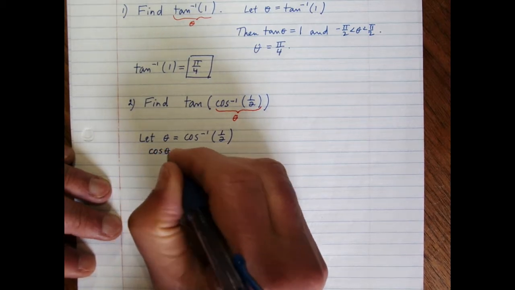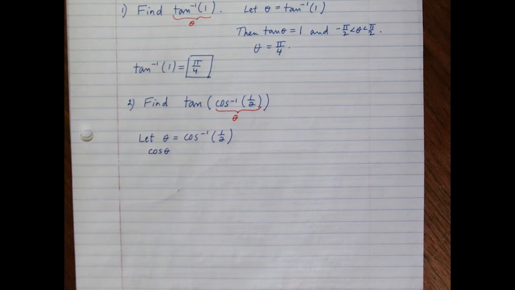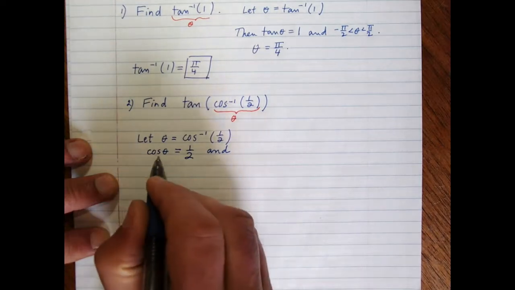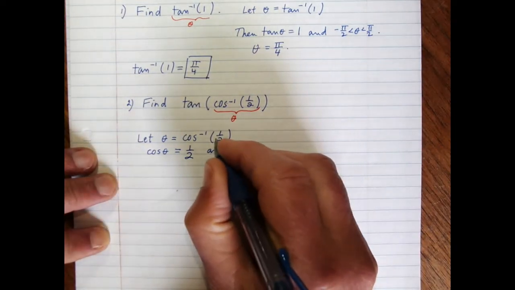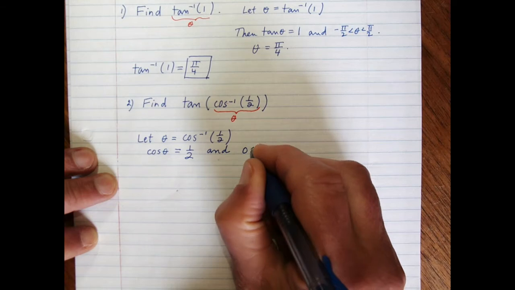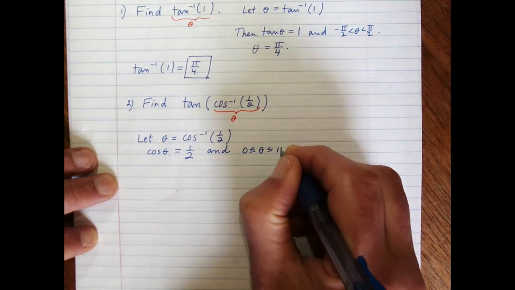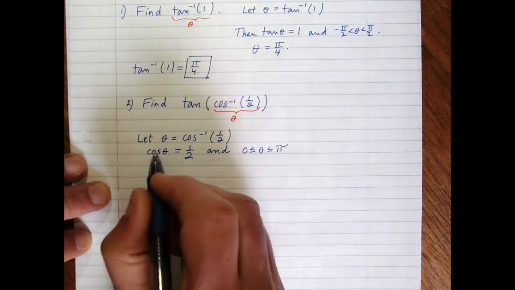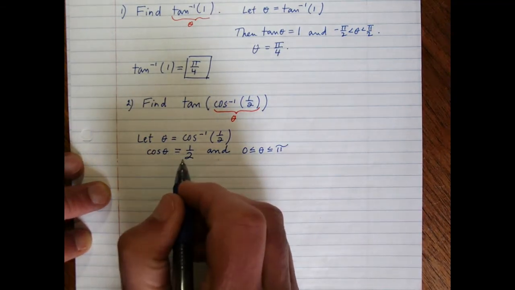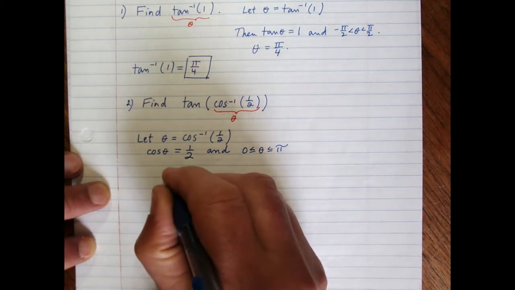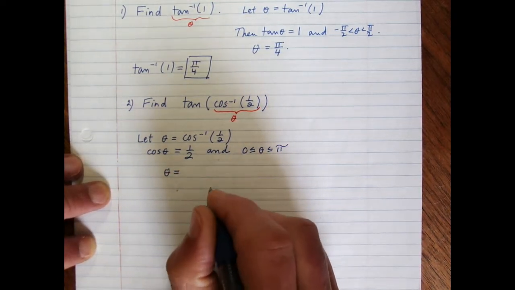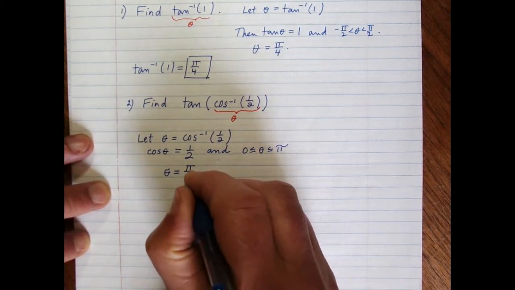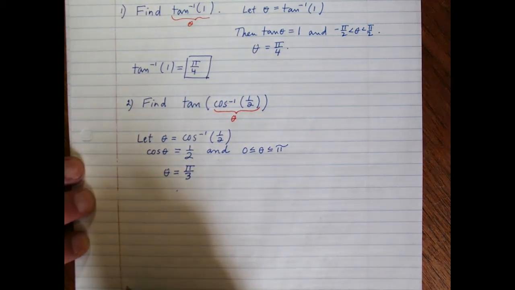Cosine theta is 1/2. And what interval does theta have to be in? It's coming out of the inverse cosine, so we have to go back to that 0 to pi interval. That's tied to the definition of inverse cosine. Here it's not so crucial because I think there's one obvious value for us to pick here. We know cosine is 1/2 at 60 degrees or pi over 3 radians. So theta is pi over 3.